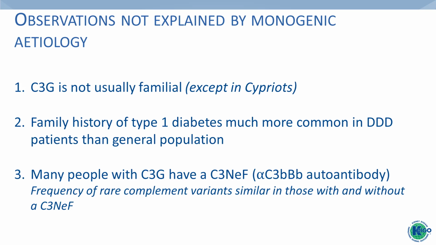So there are some observations that are not easily explained by a monogenic etiology for C3 glomerulopathy as it's usually encountered. Firstly, C3G is not usually familial, except in the Cypriot families that I mentioned earlier. The second is that family history of type 1 diabetes is much more common in dense deposit disease patients than in the general population. This is very difficult to square with a monogenic complement defect explaining dense deposit disease in a high proportion of these people. And thirdly, many people with C3 glomerulopathy have a C3 nephritic factor, and the frequency of a rare complement variant in these individuals is similar to those without a C3 nephritic factor.